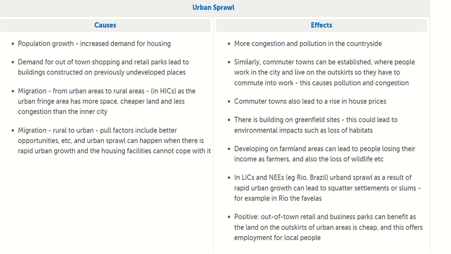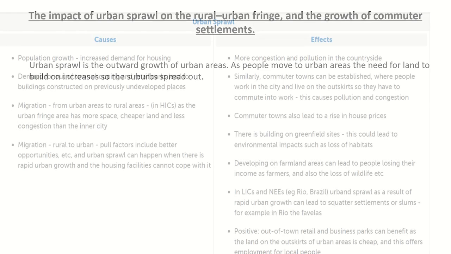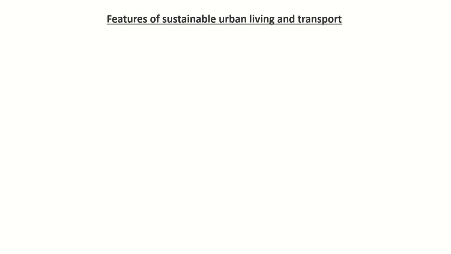But essentially, an impact or an effect can be positive or negative. I suspect it is usually a balance of the two. But I would always look at these in terms of social, economic, and environmental. So when you see the impacts of the rural-urban fringe and the growth of communal settlements, these are the sort of things you need to be talking about. So it might be worth pausing the video and having a serious read of these before we move on.